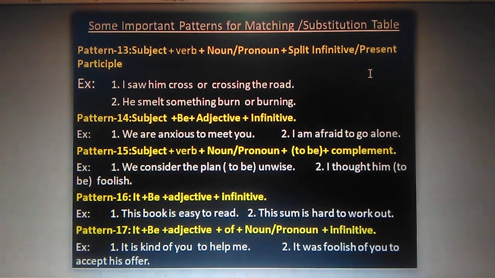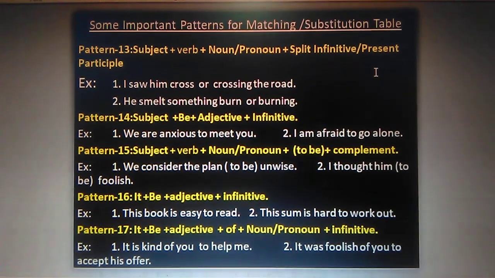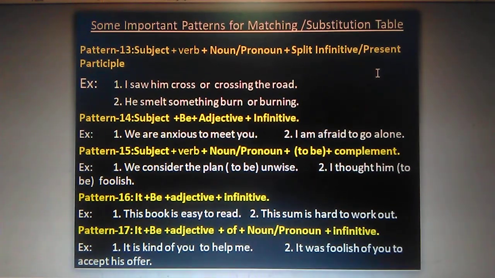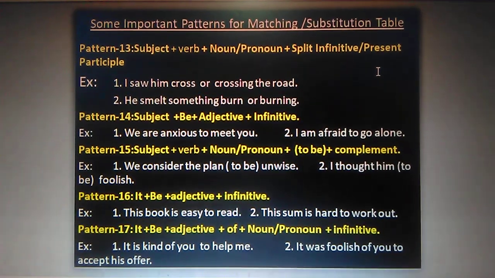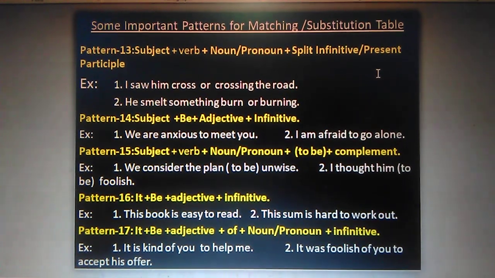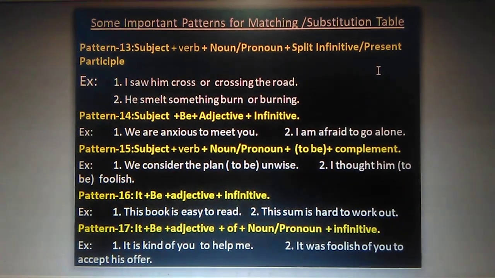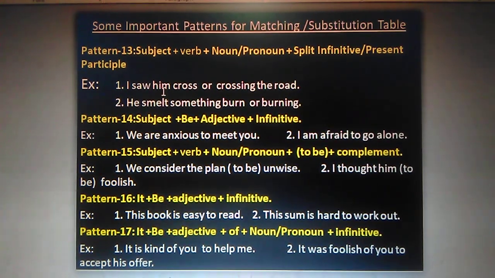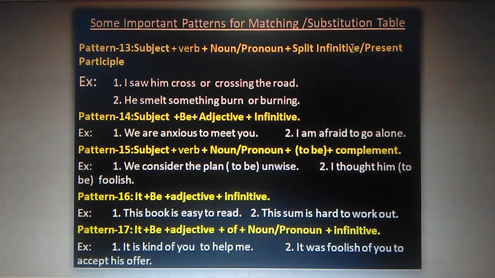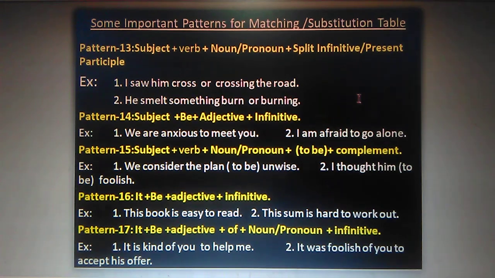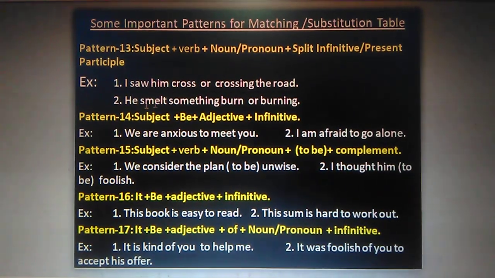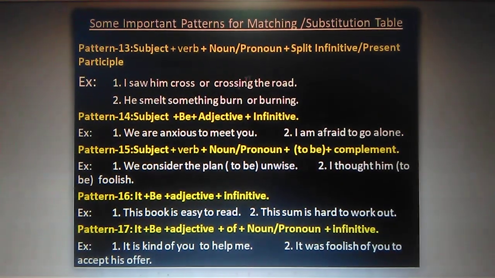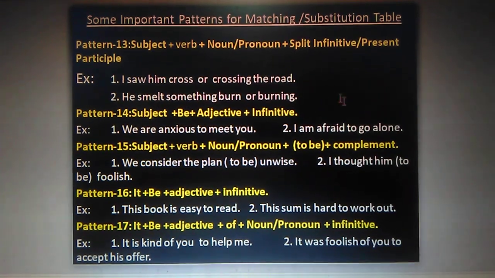You know different types of participles are there. One of them is the present participle. This is actually the verb plus ing, present form of verb plus ing. There is also the past participle. There is also the perfect participle. We'll learn it later. I saw him cross or crossing the road. Actually here it is 'I saw him to cross', but in split infinitive there will be no 'to', or you can write 'crossing the road'. This is the present participle. He smelled something burn. He smelled something to burn. Split infinitive, so there is no 'to', or 'burning', present participle.